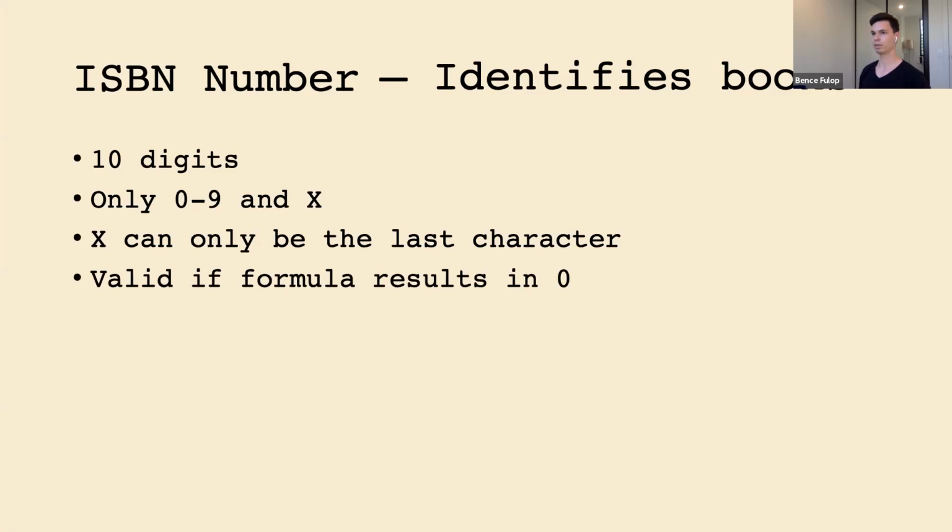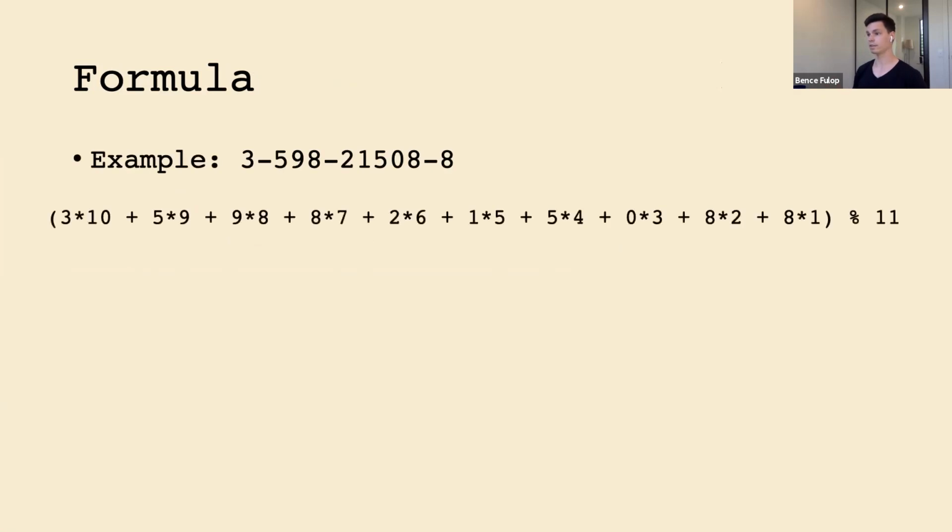And one of the most important things about the ISBN number is that it has a formula that needs to result in 0. This formula is actually quite long, so I put it on a separate slide so we can talk about it. So let's just take this actually valid ISBN number as an example. And in that case, this would be the formula. It looks quite long, but essentially what's happening is that we're taking the first number and multiply it by 10. Then we take the second number and multiply it by 9, third number by 8, and we go all the way to the end of the number. And then we add all this together.